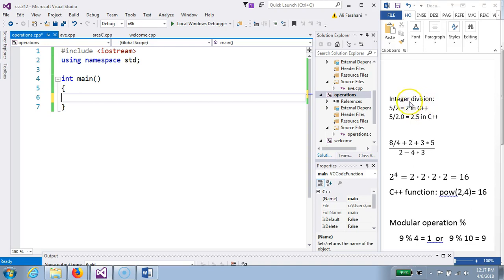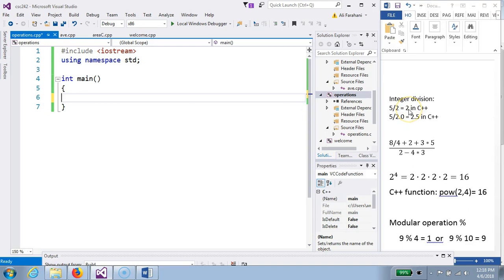In C++, when you divide two integers, such as 5 divided by 2, the result will be an integer. So when you divide 5 by 2, you would expect the answer to be 2.5. But actually in C++, you are going to see 2, because the fractional part, the decimal part, will be chopped off. Again, this is an integer division. An integer division in C++ will result in an integer. Again, the fractional part will be removed.